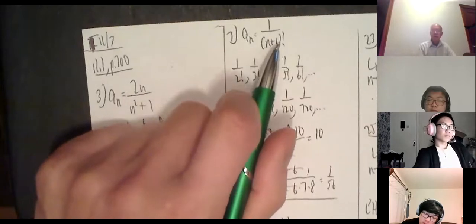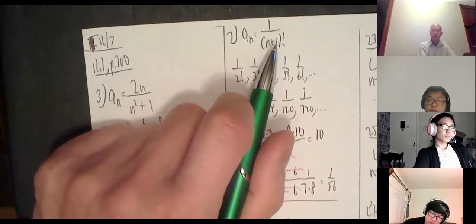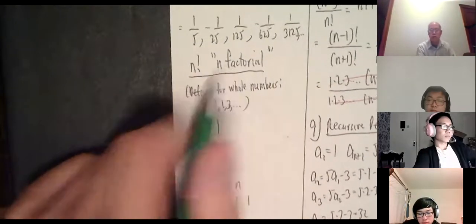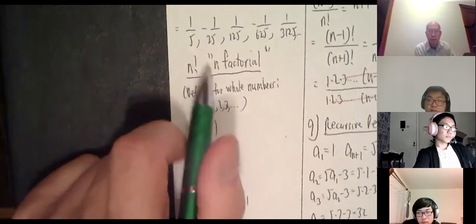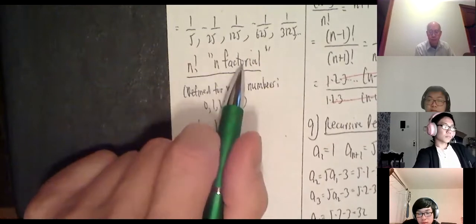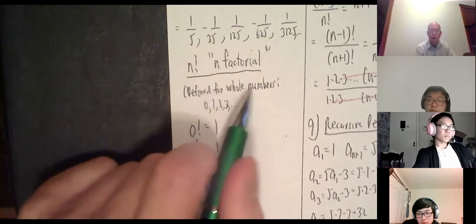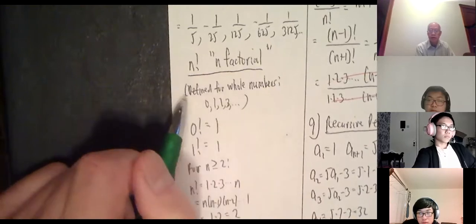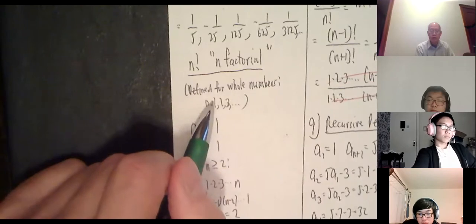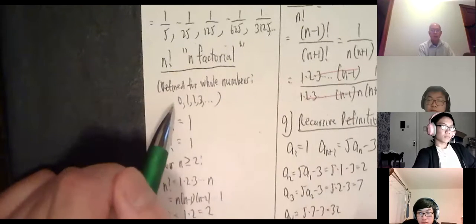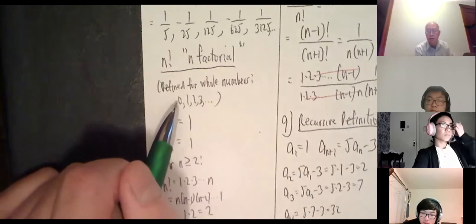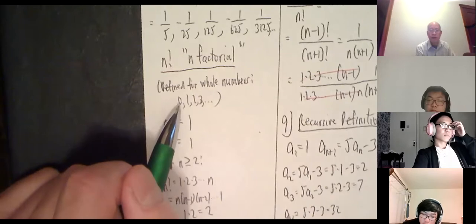Okay, my number 7 has the exclamation point, which is factorial. So let me review for you the idea of factorial. I'm sure you've all seen factorial before. N exclamation point, n factorial. It's defined only for whole numbers, 0, 1, 2, 3, and so on. So you can't have a fraction, you can't have pi, you can't have negatives. So there's no such thing as -1 factorial, pi factorial, or 1.5 factorial.